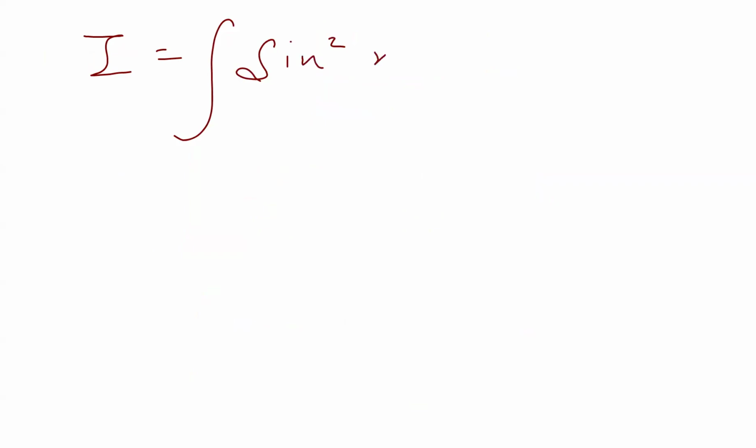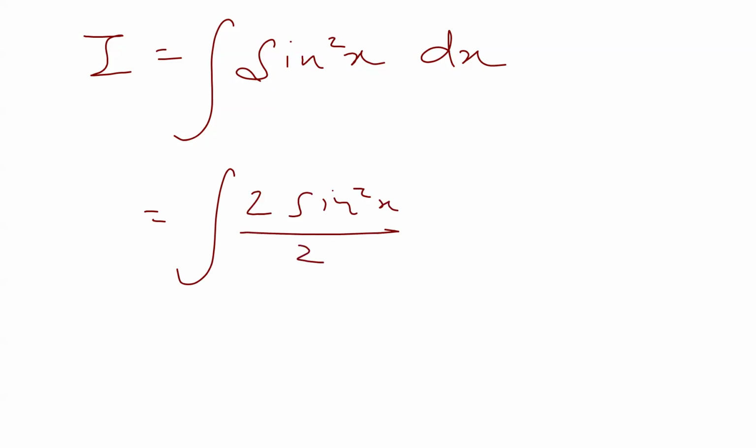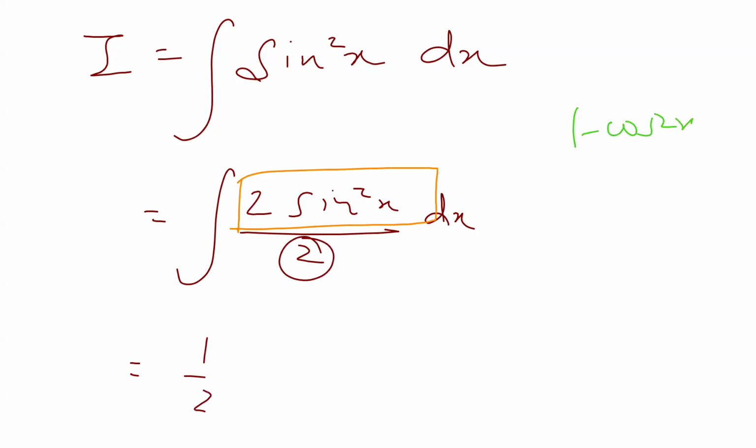Integration of sine square x. Now, whenever it is sine square x and cos square x, you should use half angle formulas. So whenever it is sine square and cos square, the first step would be to multiply and divide by 2. Take this 2 out, and this part is 2 sine square x. If you remember the formula, 1 minus cos 2x equals 2 sine square x.